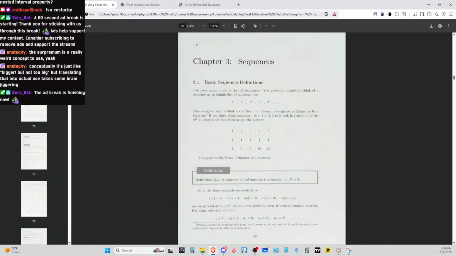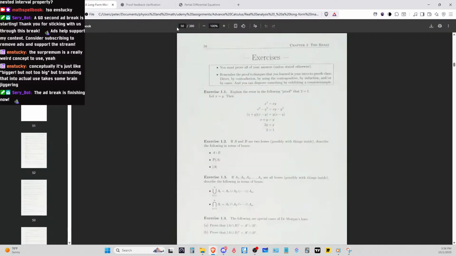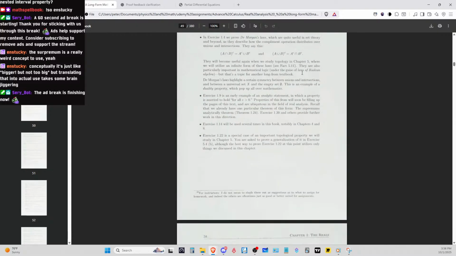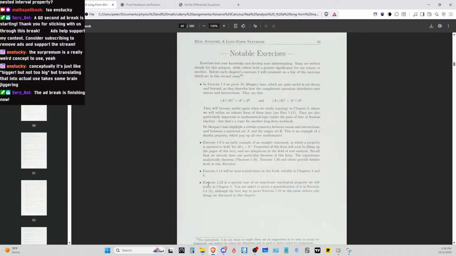Because actually, what did the author write about the last question we did? Let's see. Because I know he wrote something in, because it's notable. Okay, here we go. Exercise. A special case of important topological property we will study in chapter 5. You are asked to prove the generalization of it in exercise 5.4. Although best way to prove exercise 1.22 at this point, utilize only things we discussed in this chapter.